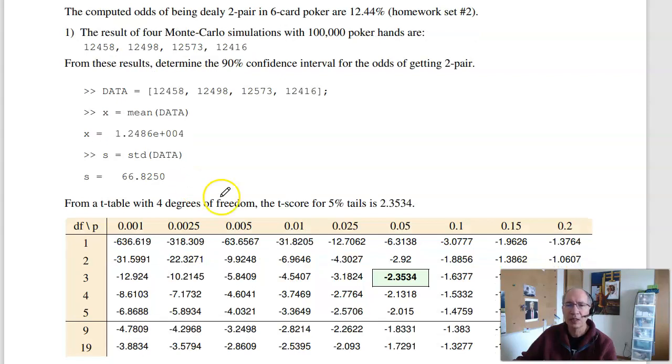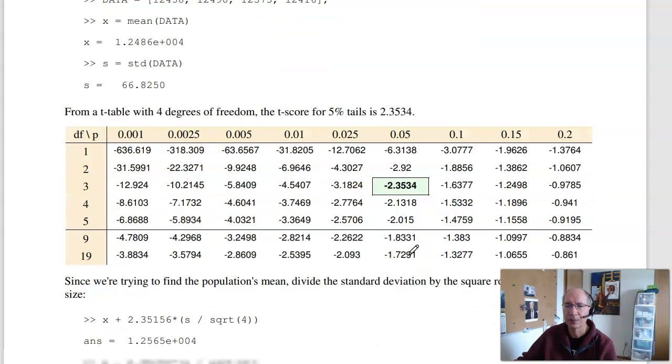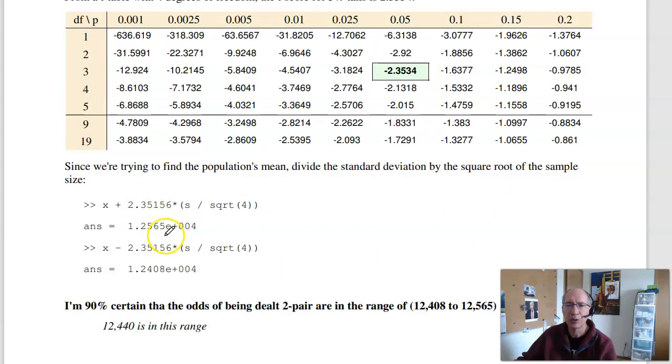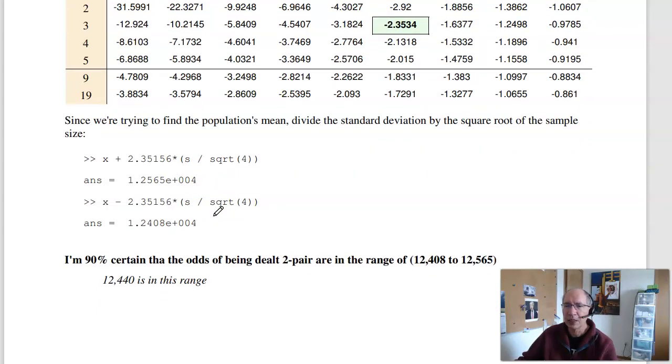The t-score comes from a t-table. I have sample size of 4, meaning 3 degrees of freedom. I want 5% tails, so the t-score is 2.35. I'll go left and right, 2.35 standard deviations, and again, this is for a population, so I divide by the square root of n. And it says the population's average is somewhere between 12,408 and 12,565.